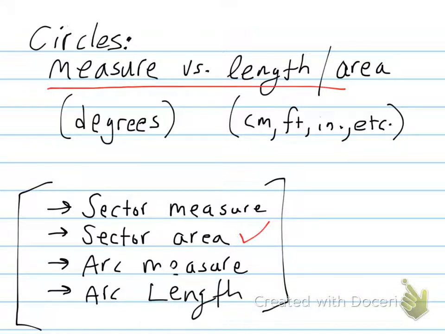So, one of the key ideas here is that you measure something in degrees and you actually find its size, right, how long or how big it is in terms of units like centimeters or feet or square inches or what have you, right? So measure in degrees and length and area in normal measurement units.